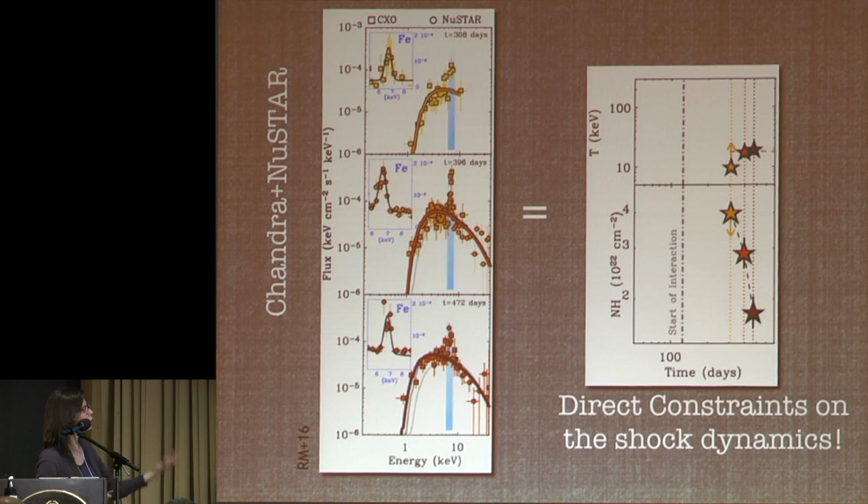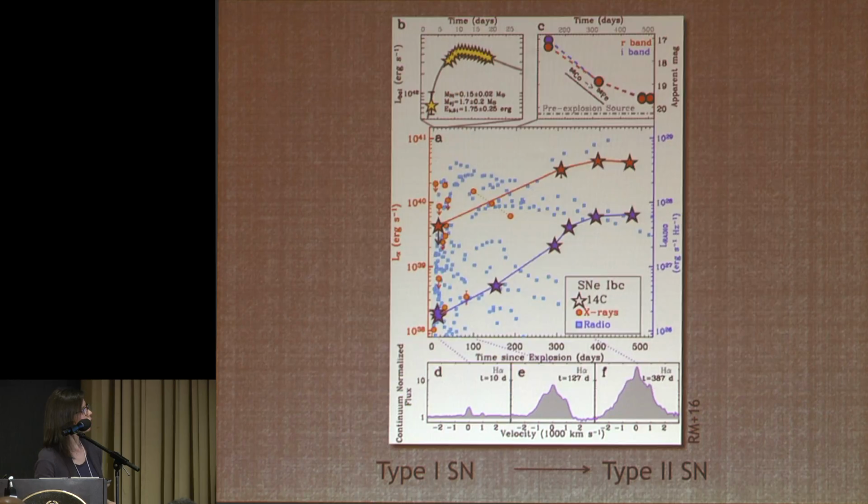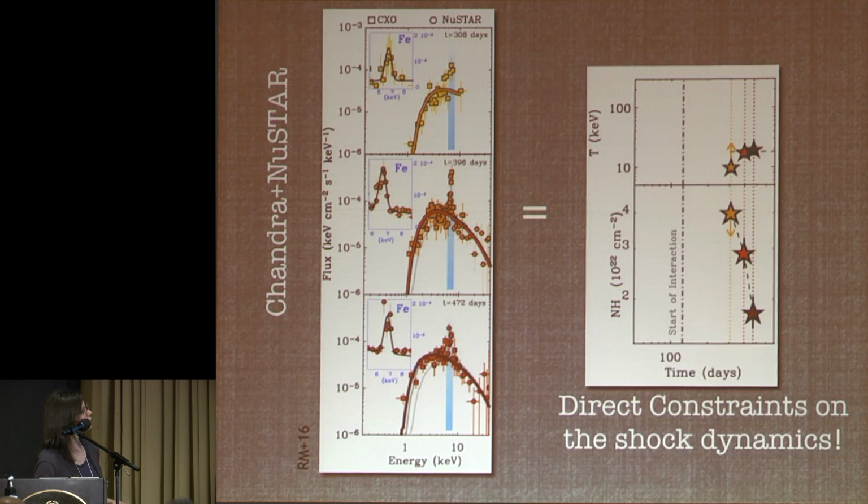Well, we could really constrain the parameters, so the temperature and absorption, as a shock wave was plowing through the material, combining everything, which gave us the opportunity really to solve for the dynamics of the shock propagating into the environment.